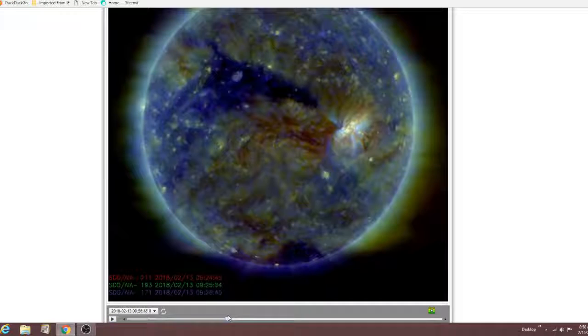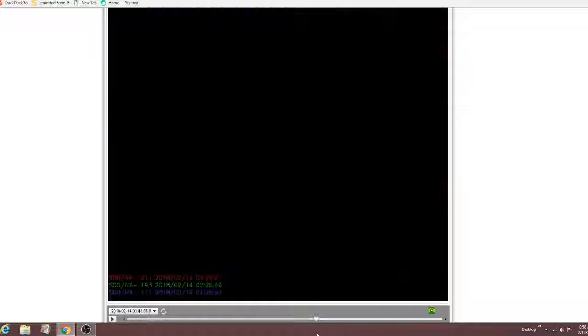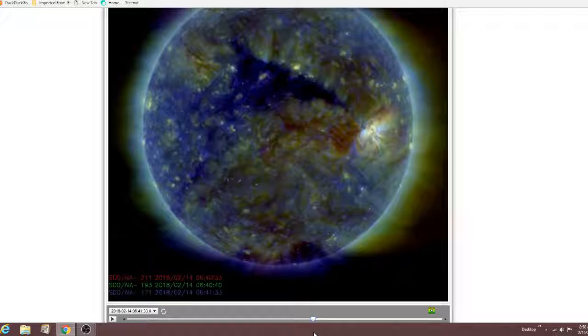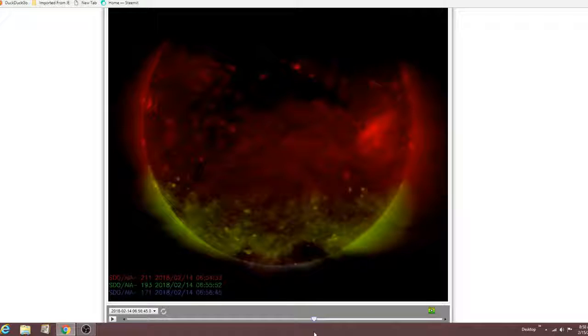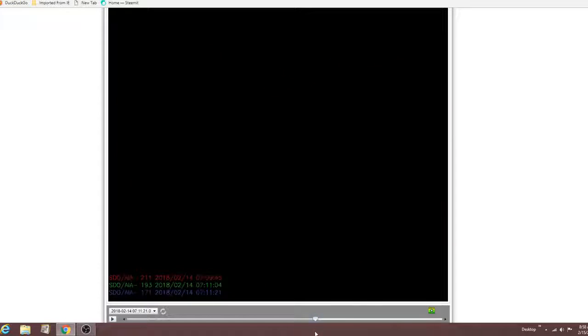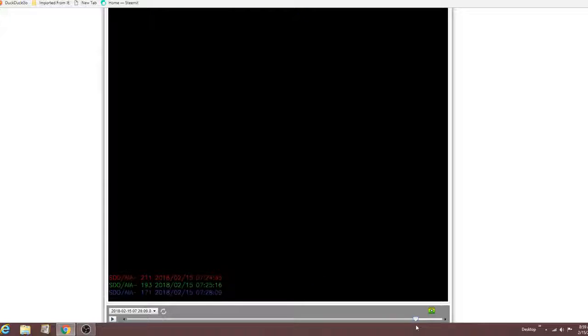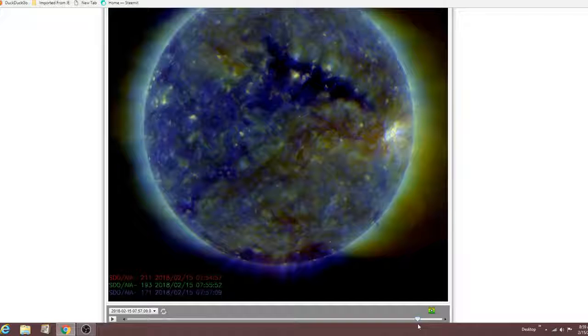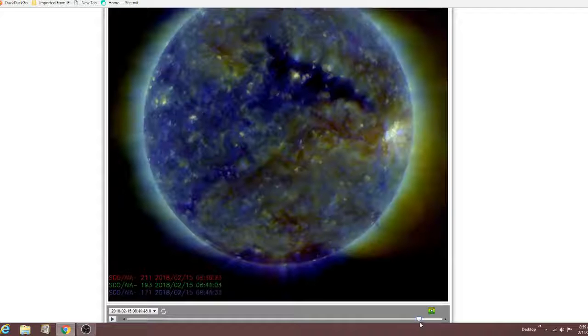So here's our composite of the sun. It's where it goes dark. An hour, and then there was another problem here at good old NASA.